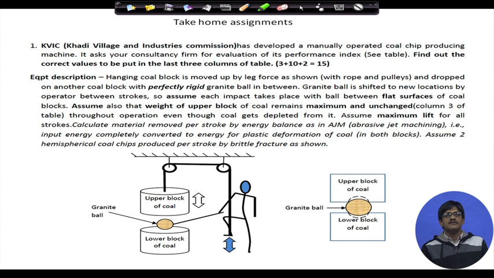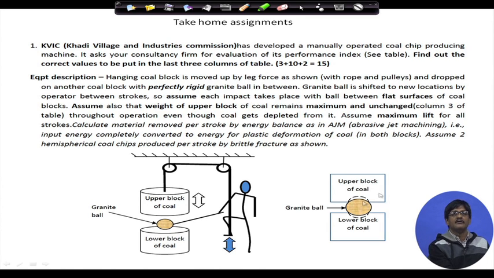It asks your consultancy firm for evaluation of its performance index. Find out the correct values to be put in the last 3 columns of the table. The table is on the next page. Let us see how it runs. Equipment description, hanging coal block.